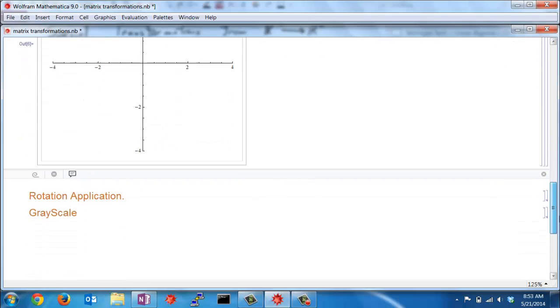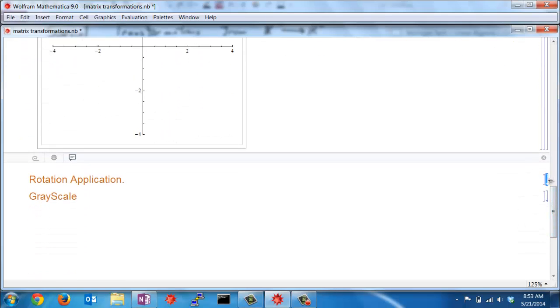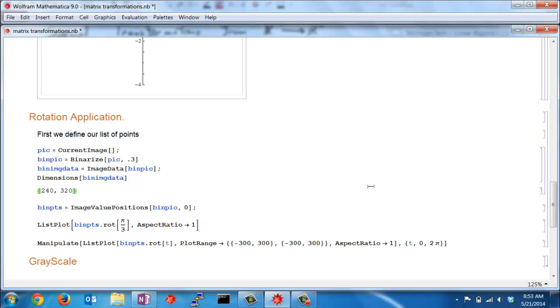All right, now let's do a kind of an application thing here. I'm going to go back to that rotation idea. I'm going to do a couple of mathematical real quick commands here. Big smile.